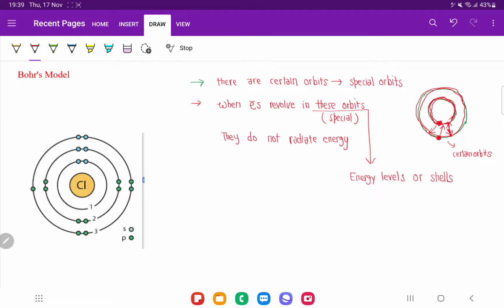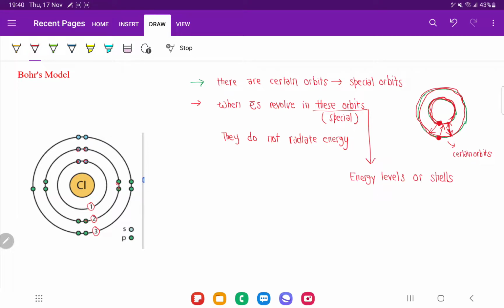So for example, according to the Bohr model, you can see this is chlorine, right? So in chlorine, how many electrons do you have? Basically, if you know the Aufbau principle, you can arrange them: in the first orbit there are always only two electrons, then you can put 8 electrons here, and then the remaining electrons you can put in the next. So you can see the first orbit, second orbit, and third orbit. All these electrons are moving in those orbits.